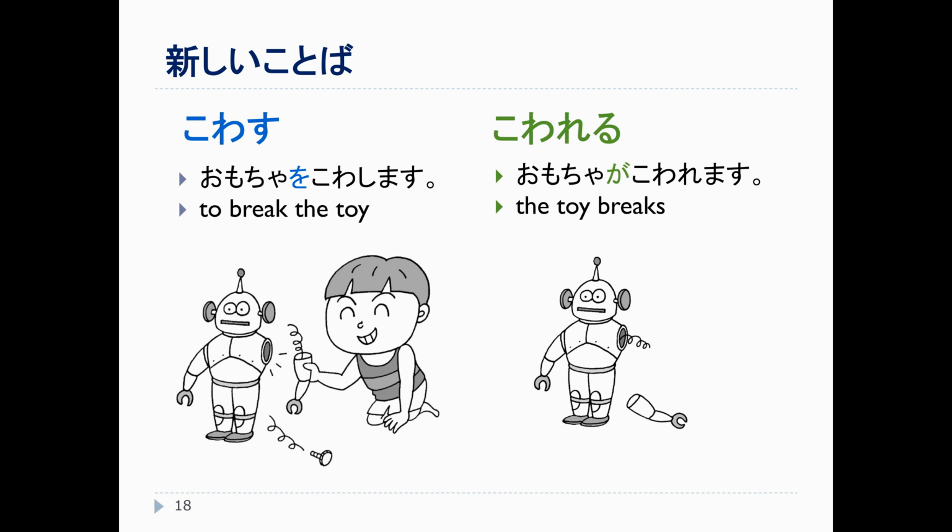Next we have 壊す versus 壊れる. So おもちゃを壊します. You break a toy. Versus おもちゃが壊れます. The toy breaks on its own. So おもちゃを壊します. おもちゃが壊れます.